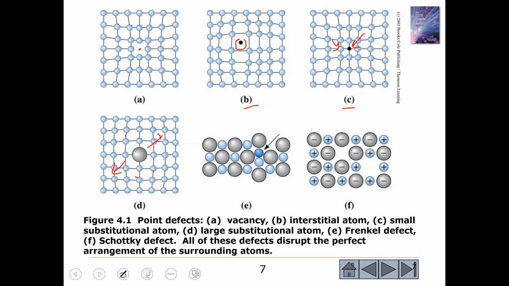If you look at E, E is actually a Frenkel defect. So what is a Frenkel defect? It is usually for ionic material in which you have ion pairs, a cation and an anion. So if you look at this cation, what happens is it was supposed to be here, but it has moved here. So it has produced a vacancy here and an interstitial here.